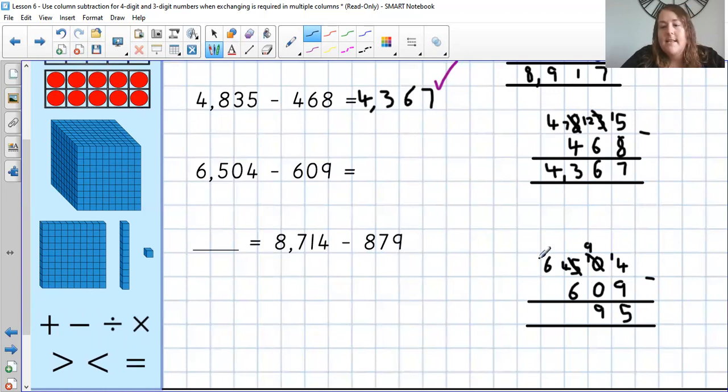4 take away 6, I can't do, so I'm exchanging again, leaving a 5 in my thousands column, 1 next to my 4, so I've got 14, take away 6, 7, 8, 9, 10, 11, 12, 13, 14, leaves me with 8. And my 5,000 is taking away nothing. So I've got 5,895.